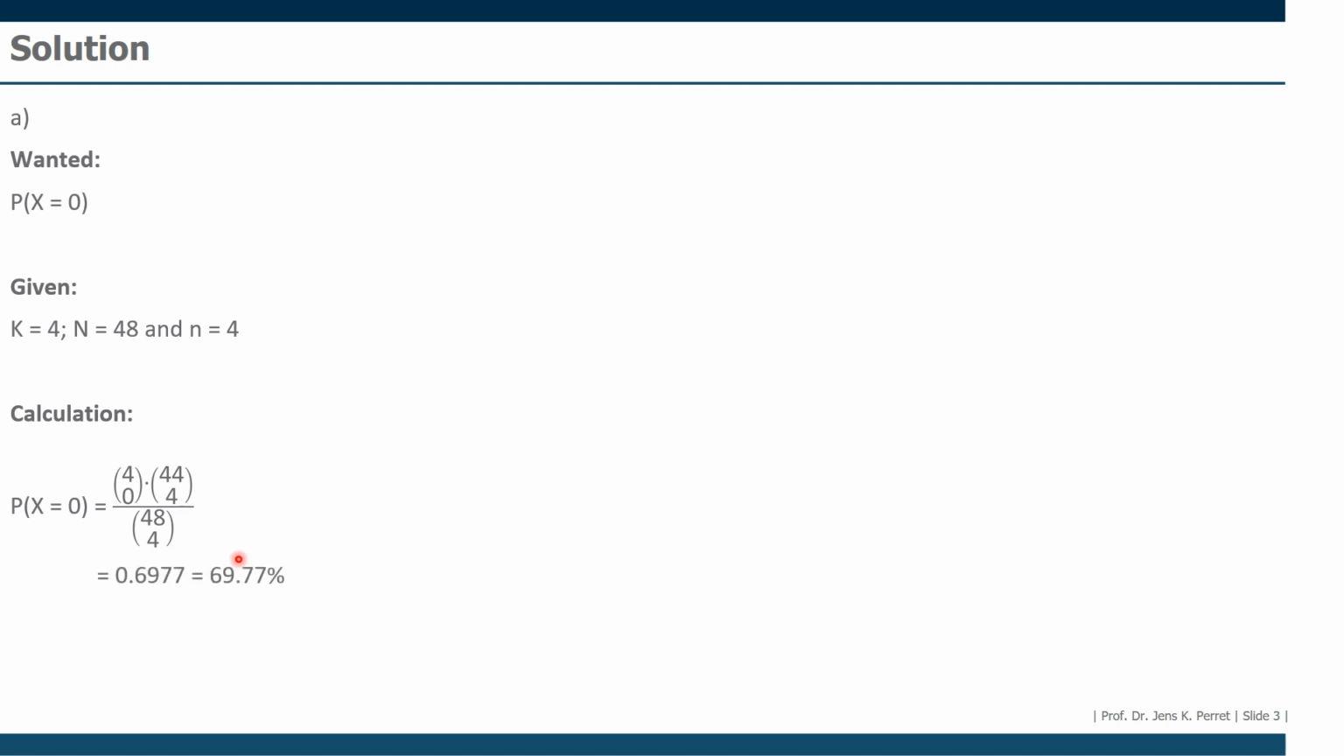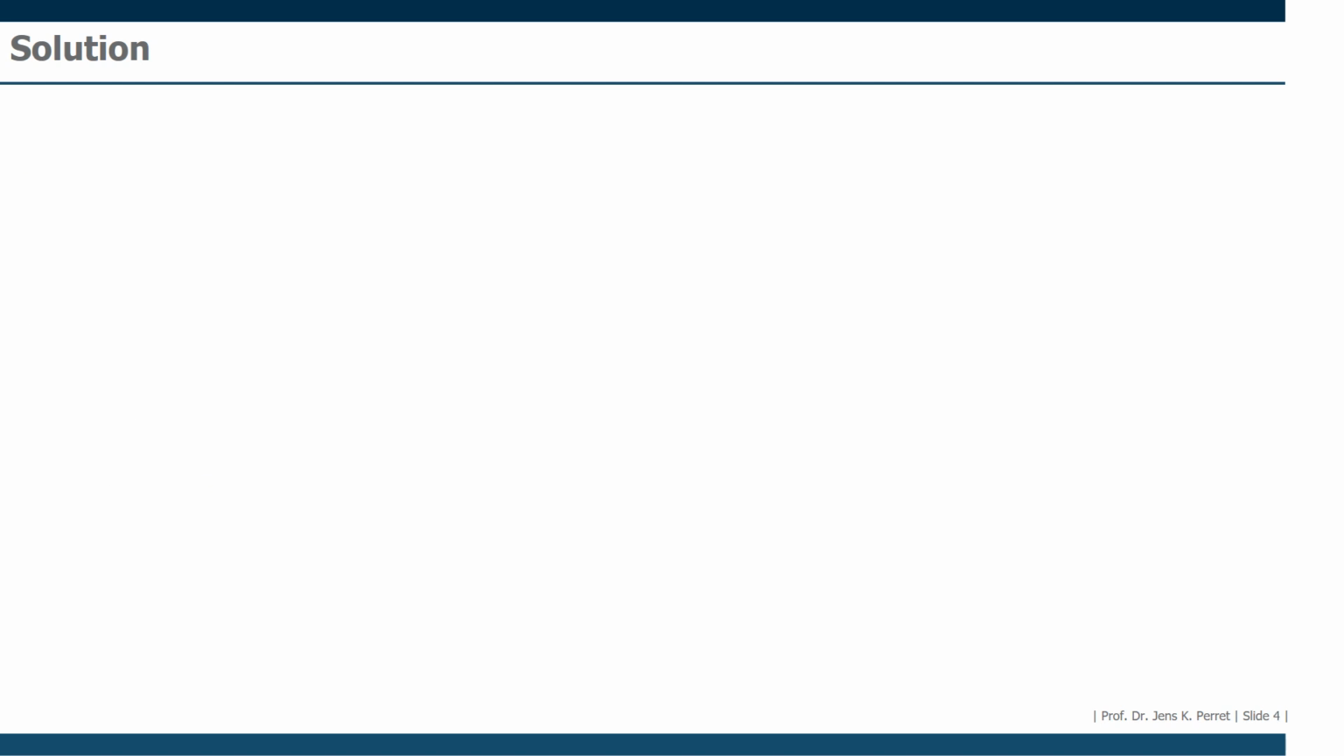Putting this into the calculator gives us a result of 69.77%, so almost 70% that none of his randomly selected lectures will be on statistics. Well, that was already part A. So let's turn to the second part, part B.